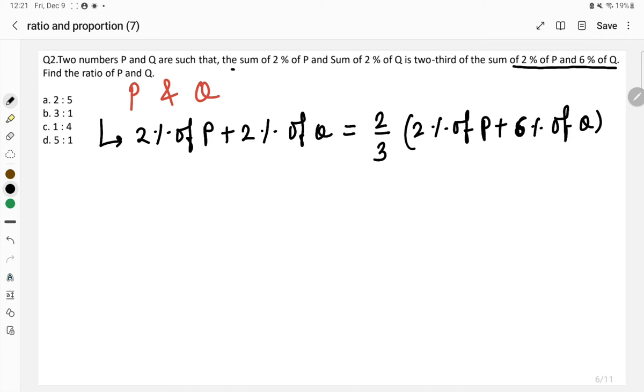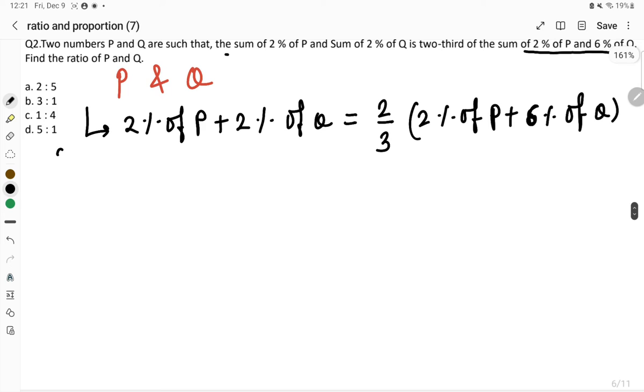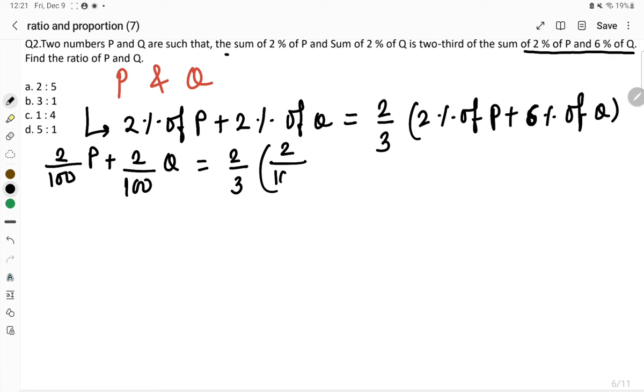Now we know the simple thing: 2% denotes 2 upon 100, and "of" denotes multiplication. So 2 upon 100 into P, 2 upon 100 into Q, is equal to 2/3 of 2 upon 100 into P plus 6 upon 100 into Q, right? So cancel it out, it will be 50. 2 50s are 100, it means 1 upon 50.